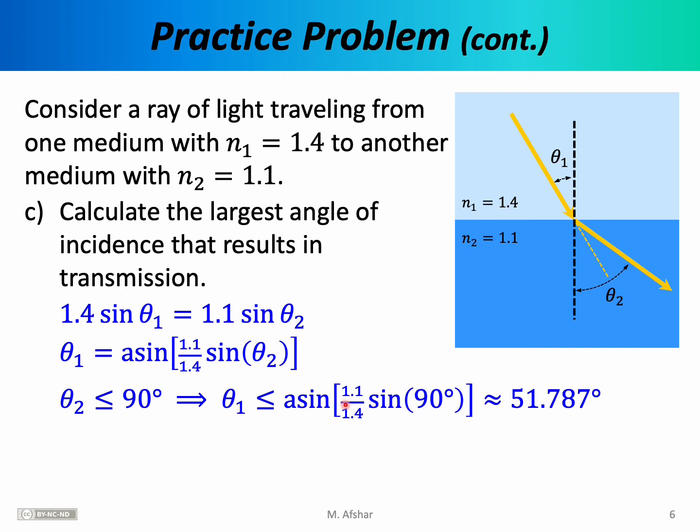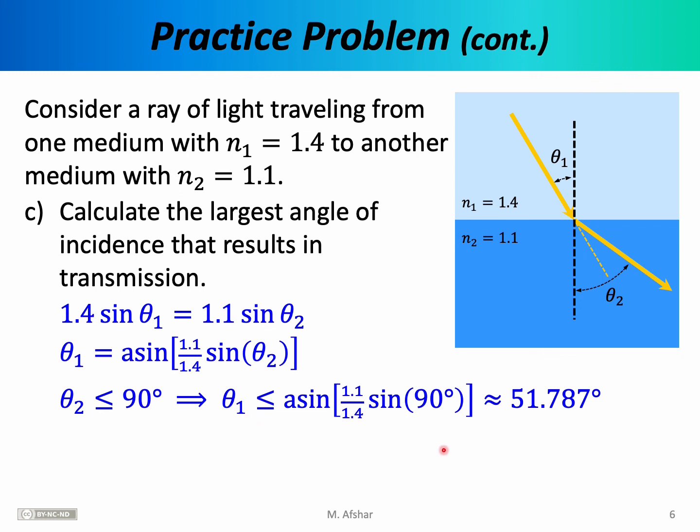If theta 2 is less than or equal to 90 degrees, then theta 1 must be less than or equal to arcsine of 1.1 over 1.4 times sine of 90 degrees. In other words, we're substituting 90 degrees for theta 2. Sine of 90 degrees, of course, is 1, and the rest of this you can plug into your calculator and find that theta 1 must be less than or equal to approximately 51.787 degrees in order for there to be transmission.